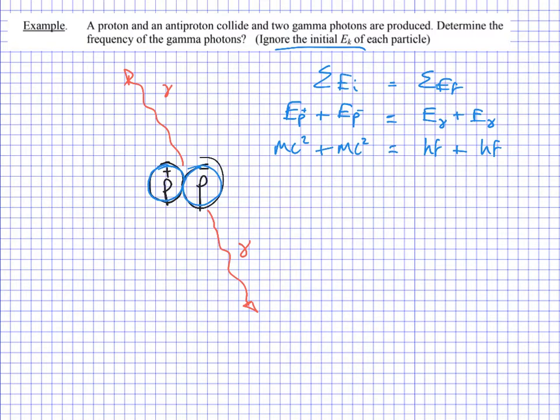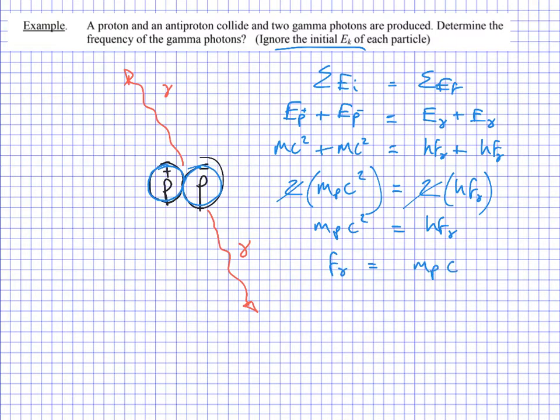But just to simplify it a little bit, of course, because when we're dealing with the mass of matter and antimatter, the mass values are exactly the same. So I'm just going to go ahead and say that there's 2 times the mass of a proton, or an antiproton, doesn't matter, c squared, is equal to 2 times the hf, and that's going to be the frequency of the gamma. Okay, so the 2's cancel out. And so really what we're saying is that the mass of the proton times c squared is equal to hf, frequency of the gamma.